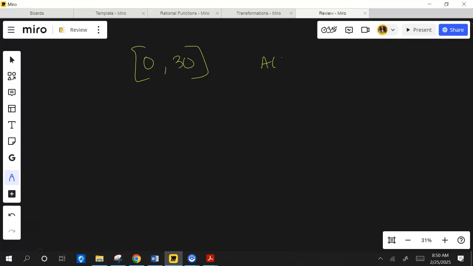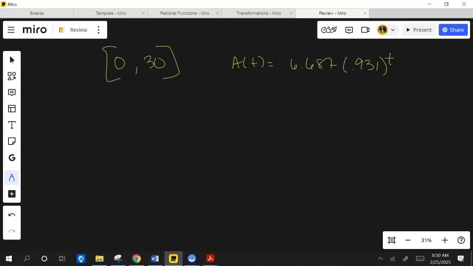And then it gives me this equation. A of t is 6.687 times 0.931 to the t. Okay? That is not acceleration. This, in fact, is the amount of grass clippings remaining in a bin that are decomposing. Whenever you see that decomposing, I automatically know that any time I do a rate, it should be negative. If they distinctly give you the units, that's going to be important.